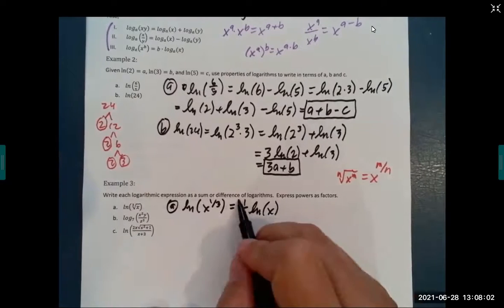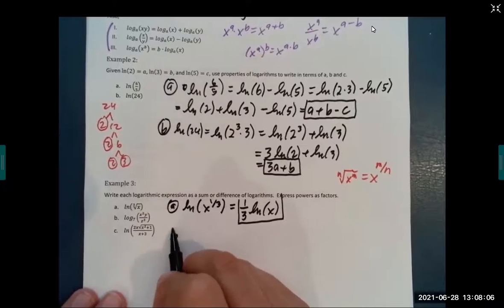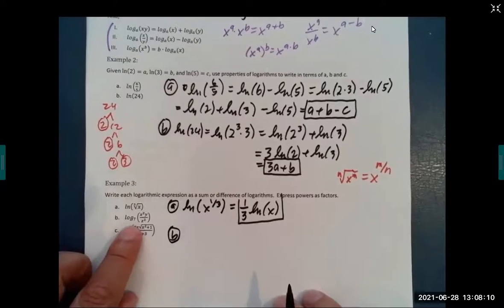That is my answer there. Part B. I'm going to notice, first of all, it's base 7. We need to write that every single time. You can't just stop doing that, because as soon as you don't write the base down, it's either ln or it's log base 10, the common log.